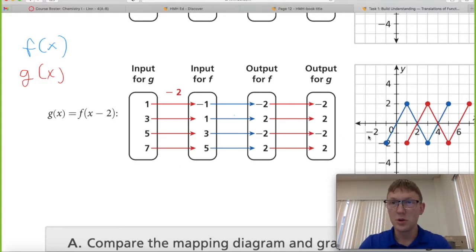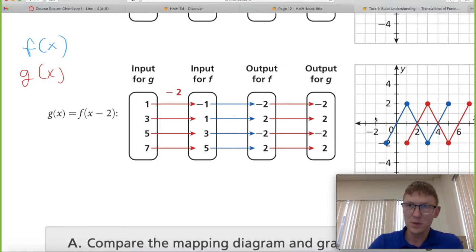So you'll notice that it changes a little bit differently. Instead of going up and down, the inputs for the f kind of have to change, and so our graph is going to move along the x-axis. So notice, though, our original function is here. We put in a -2. We did f of x minus 2, and it moved to the right 2 units.